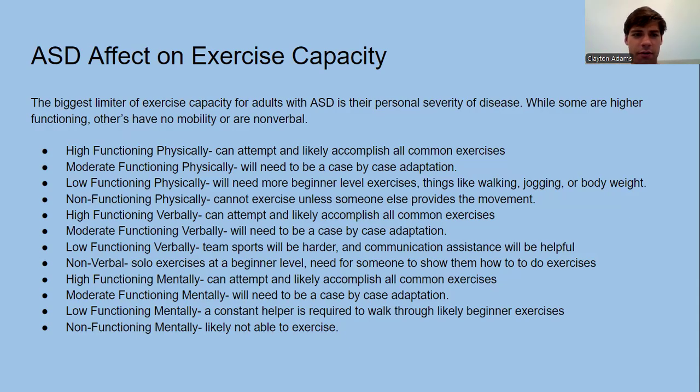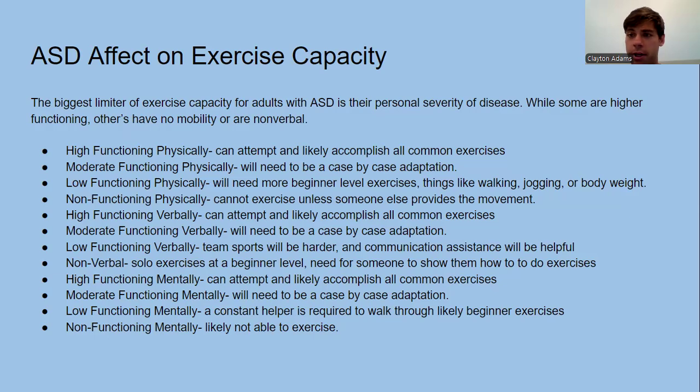If they're moderate functioning physically or verbally or mentally, it's going to be case by case. To what level of severity do they need assistance, or what can they try? Looking at physical, low functioning, they might need to start with just body weight, simple one movement exercises, or things like walking and jogging, to help them learn and to help their bodies grow. It's going to be the same thing verbally, team sports. If they're low functioning, communication assistance is going to be needed. And then mentally, they're going to need someone that's going to have to walk them through those over and over again if they can't understand them.